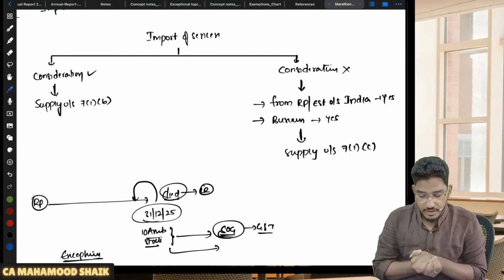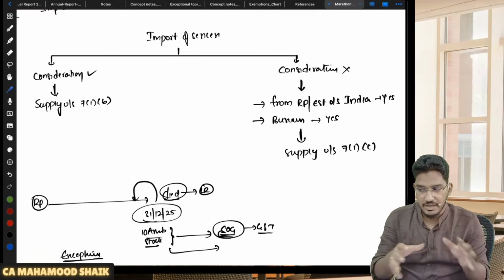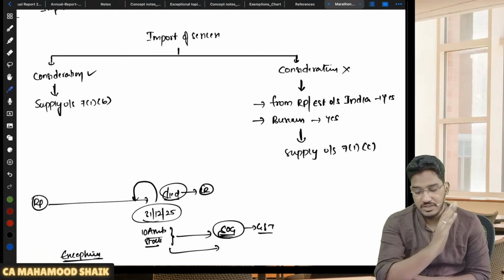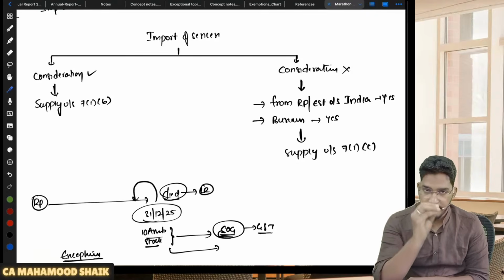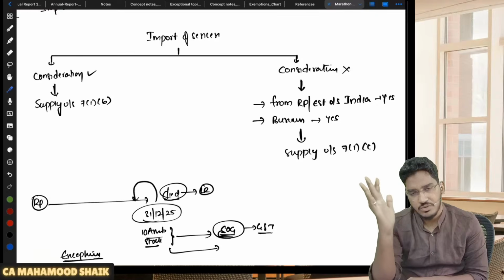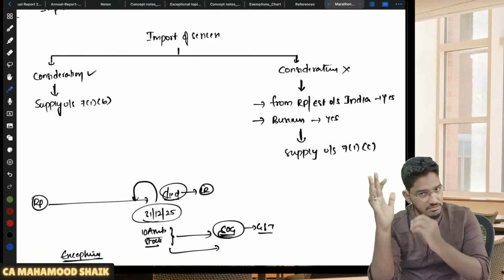Many students often confuse here. This is the chart kind of thing you can follow. If they have asked a question regarding import of services, check, is it for consideration or without consideration? If it is for consideration, it will be deemed as supply, whether it is in the course or furtherance of business or not, as per Section 7 subsection 1 clause B.